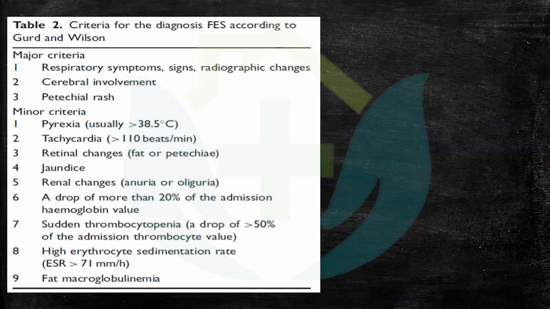The minor criteria are multiple, like you can have fever, tachycardia. You have to look at the retina to diagnose microhemorrhages. Then the patients can have jaundice, they can have thrombocytopenia, they can have high inflammation indicated by raised ESR, and you can see fat microglobules in the urine. That is one of the previously used diagnostic tests. Nowadays we don't use it. We only judge based on clinical parameters.